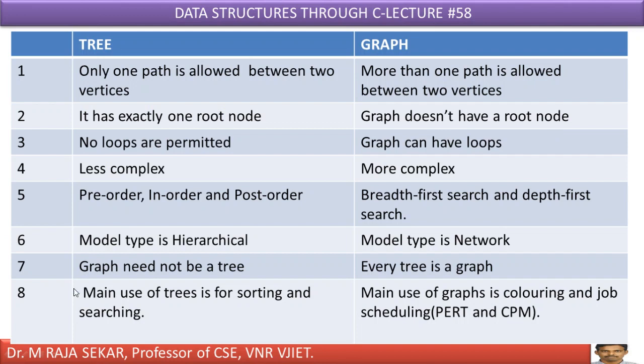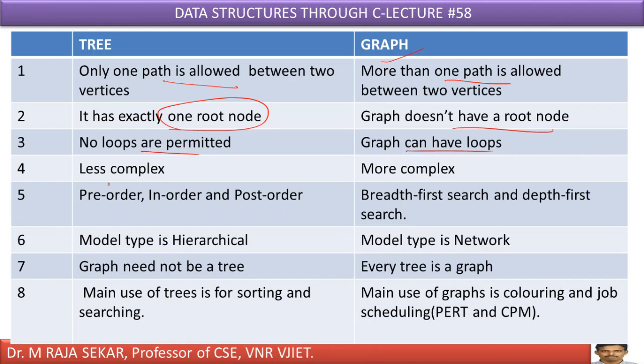Now, we will try to differentiate between tree and graph. Only one path is allowed. That's what we discussed. In the case of tree, multiple paths are not allowed. More than one path is allowed in the case of graph. A tree has exactly one root node, root to child like that, but a graph does not have the root node concept, isn't it? No loops are permitted. Closeness is not allowed in the case of tree.